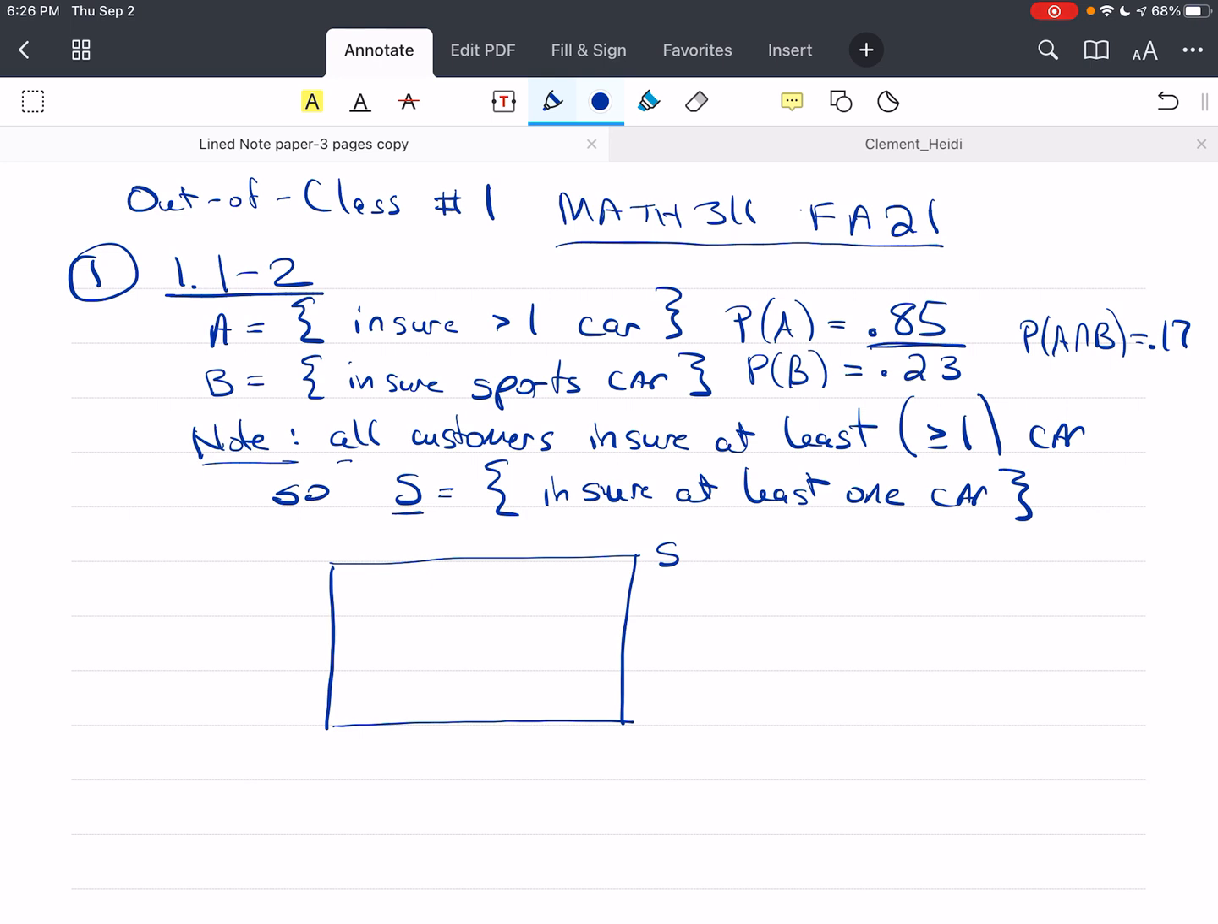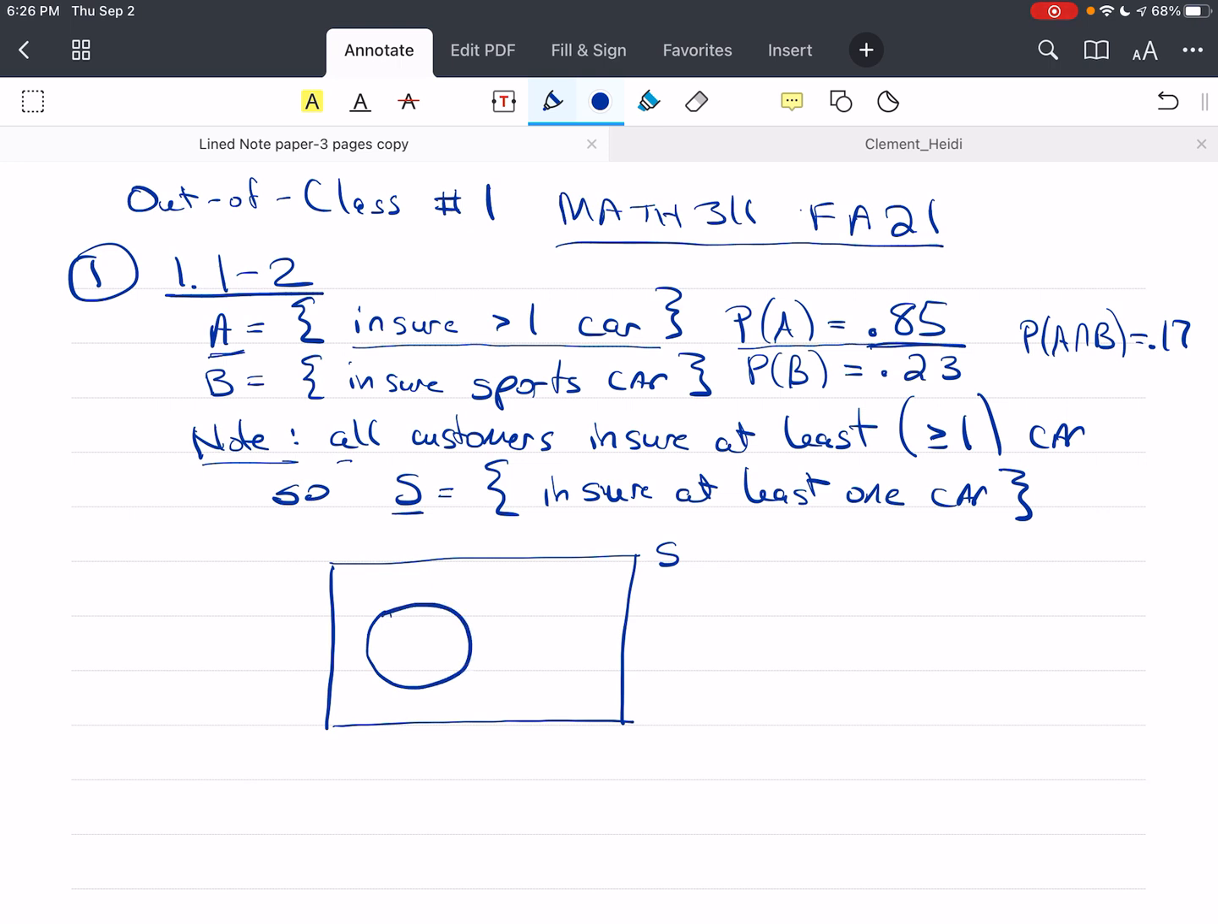Now we're also told that 85% insure more than one car. More than one is not equal to one, it's greater than one. And so I'm going to define A as insure more than one car. Then I can say that P of A is equal to 0.85. And so I'll draw A here.